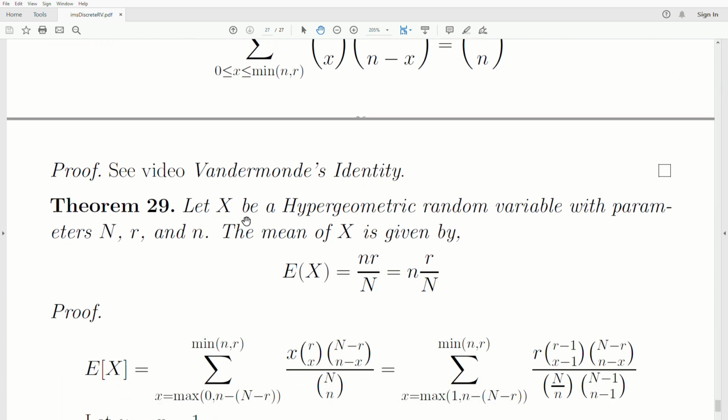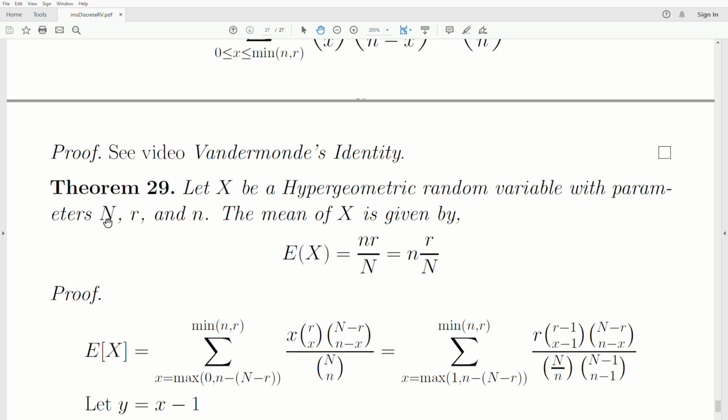So let X be a hypergeometric random variable with parameters n, r, and N. The mean of X is given by n times r over N. And that's what you see in books. But I'm going to write it as n times r over N.